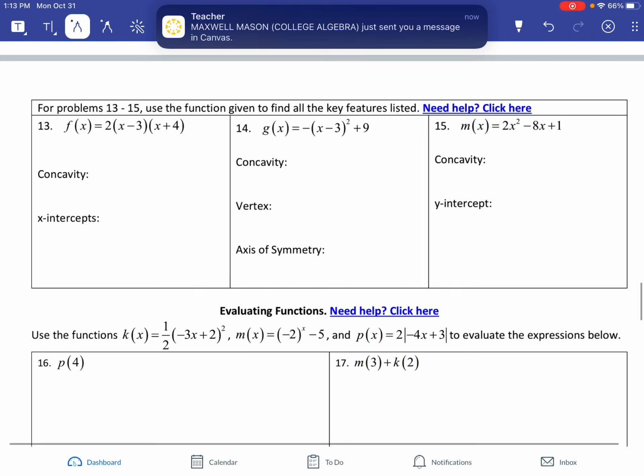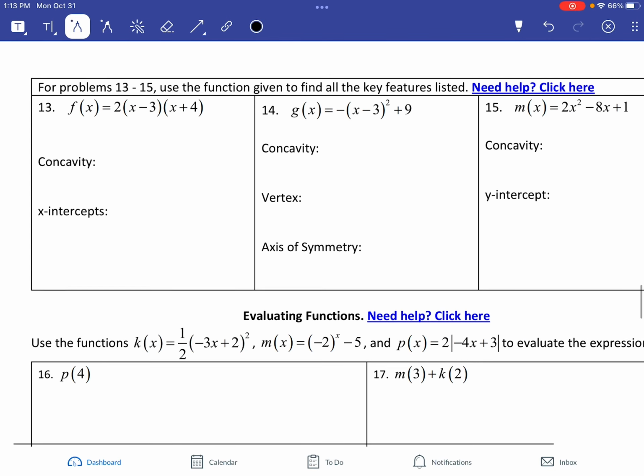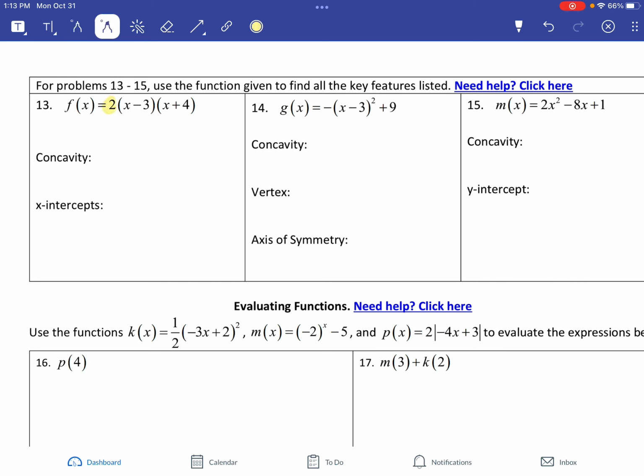All right, some review stuff. All right, so here, looking at concavity and x-intercepts. The concavity, since the 2 there is positive, we're going to be going up. X-intercepts, you're going to take these two numbers and change the sign and make them the x's. So we have 3, 0 and negative 4, 0.